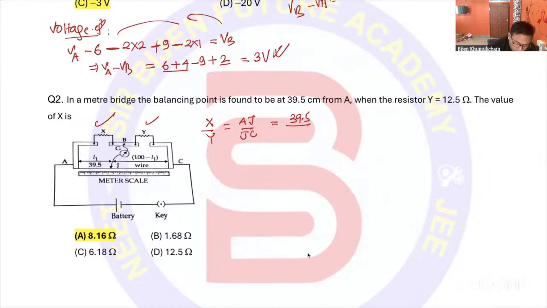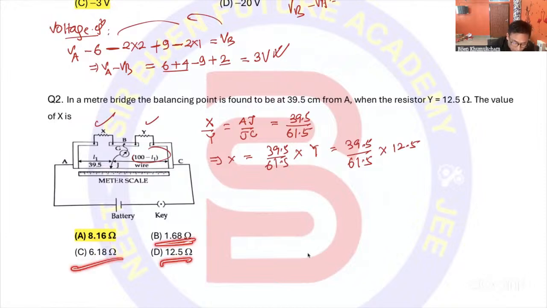the other length is 60.5, because it is 100 minus L1. We need to find the value of X. X will be 39.5 divided by 60.5 into Y. Y is 12.5, so 39.5 divided by 60.5 into 12.5. See, check the answer. The values are two apart, so it is an approximation, since the direct answer is approximate.